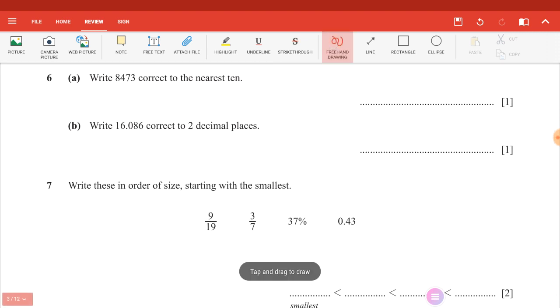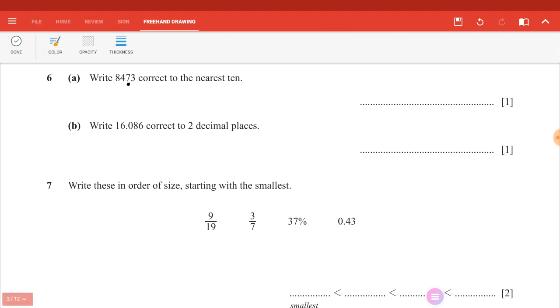Write 8473 correct to the nearest 10, this place. So it will be 8470, because the 3 would be cancelled without any rounding up, because it's a weak number.